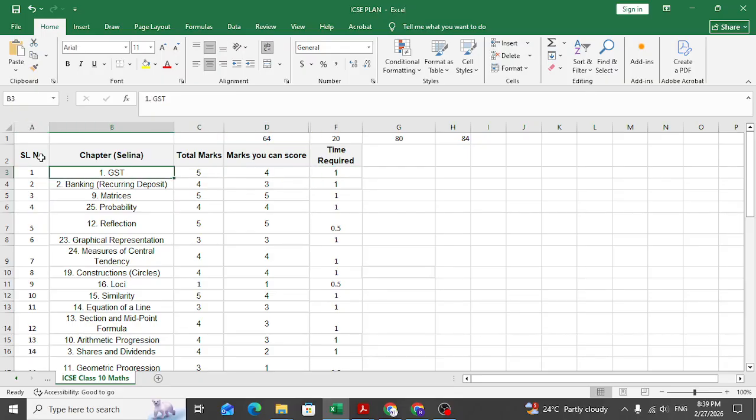That's it. Banking, RD, account related, we have 2 formulae. Just use the same formulae and you can score 3 out of 4. In fact, you can score 4 out of 4, but I have put it as 3.